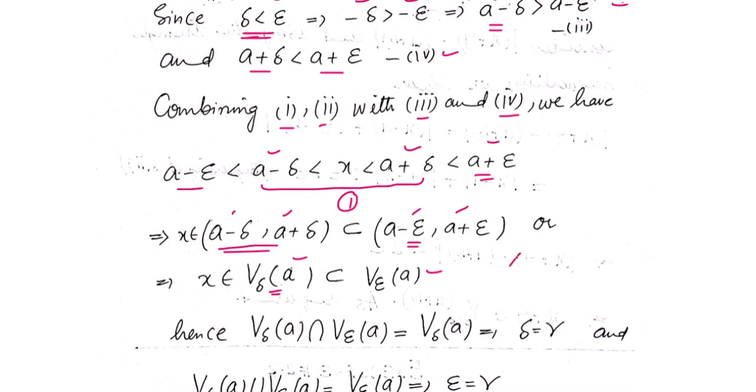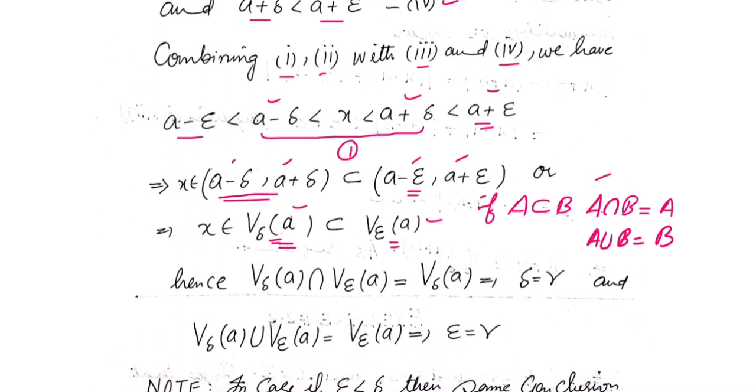From set theory, we know that if A is a subset of B, then their intersection is equal to the smaller set, which is A here, and their union is equal to the larger set, that is B here. So applying this fact here, this is the smaller set, that is, the delta neighborhood of a is smaller and the epsilon neighborhood of a is greater.